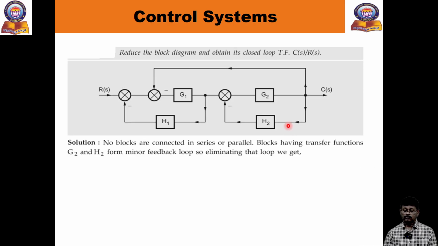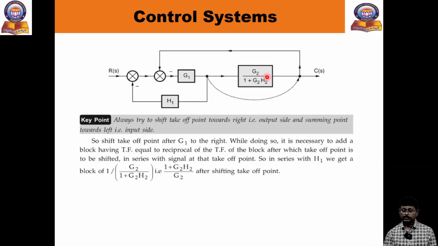See here. So there is the feedback. You can observe here one closed loop, G2 H2 with negative feedback. What will you get here? G2 divided by 1 plus G2 into H2, a single block. So you can observe here, the single block you already got.